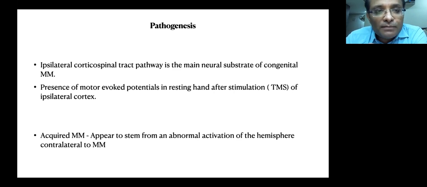However, in acquired mirror movements, most of the studies have shown that it appears to stem from an abnormal activation of the opposite side, contralateral to the mirror movements. So it's a very rough differentiating factor: congenital mirror movements, same corticospinal tract, and acquired mirror movements from the opposite cortex.